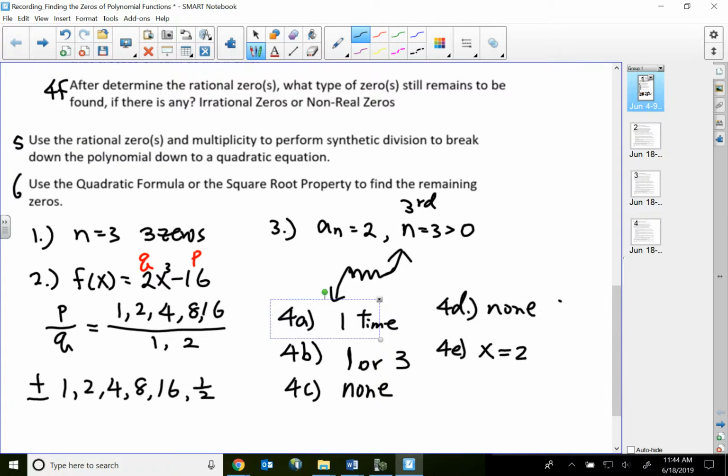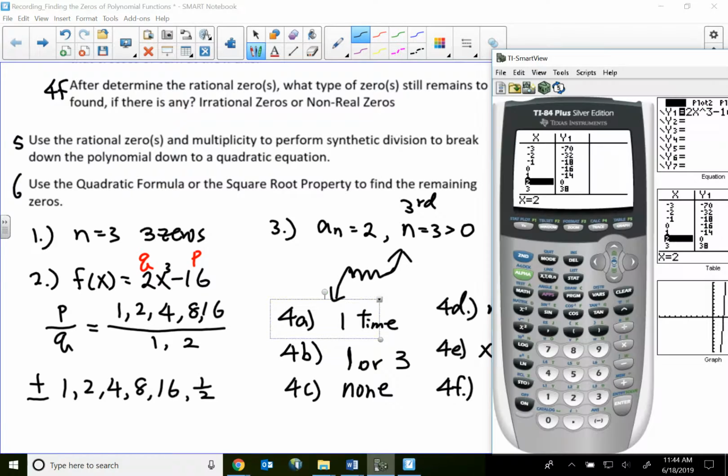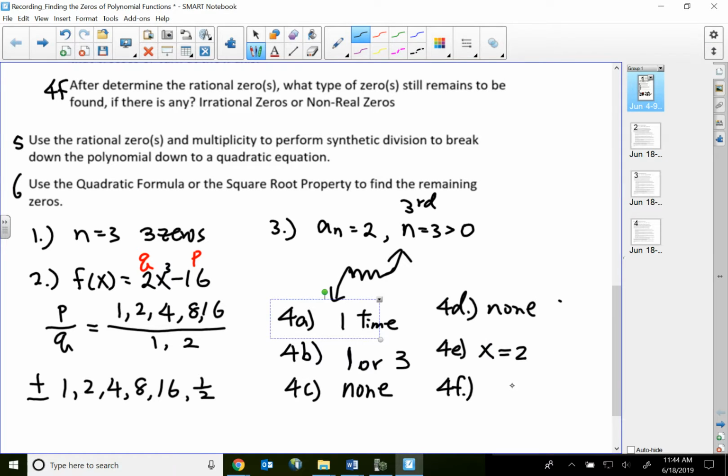Can the other 2 zeros that I do not see be irrational? No, it cannot be irrational zeros. Irrational zeros are real zeros. Real zero shows up crossing over the x-axis or turn at the x-axis. Since I only see it cross one time, the other 2 can be, excuse me, can be non-real.